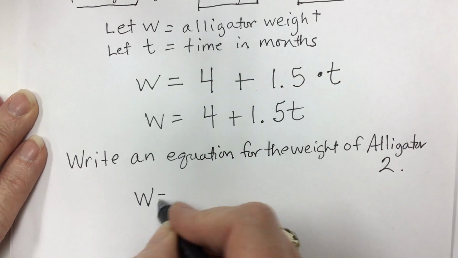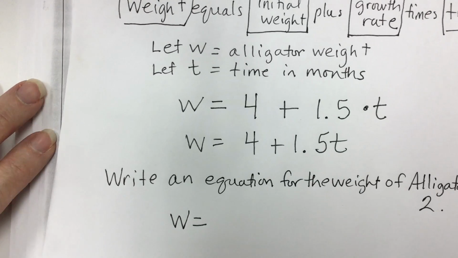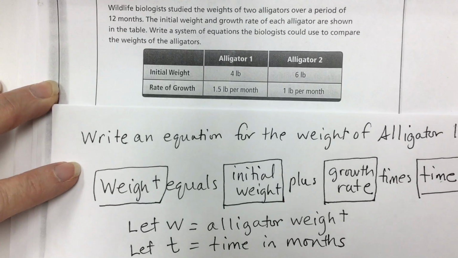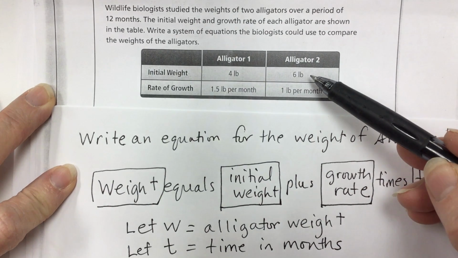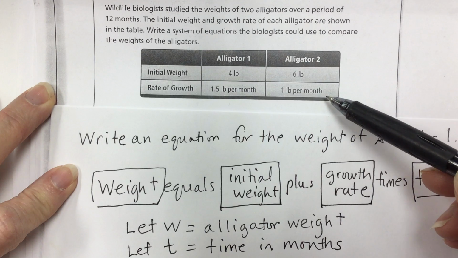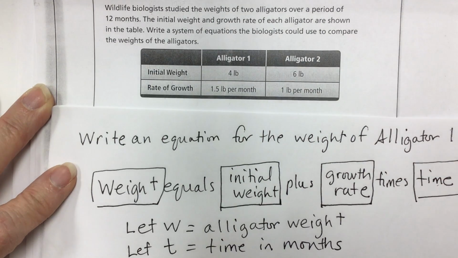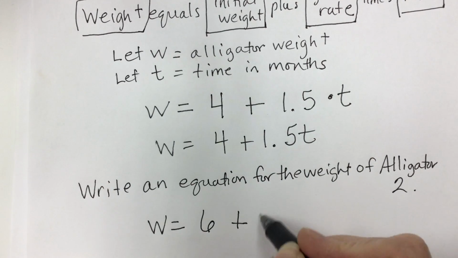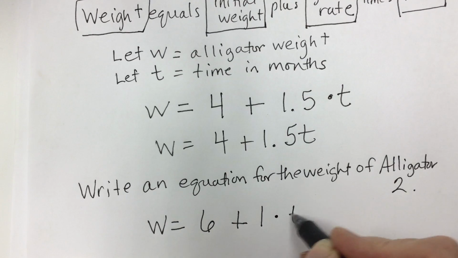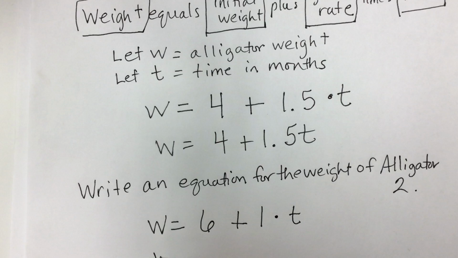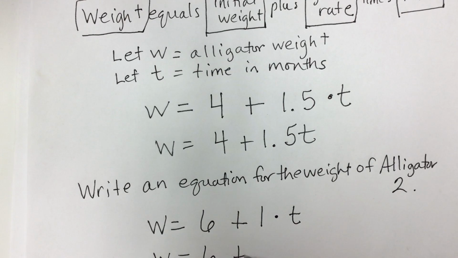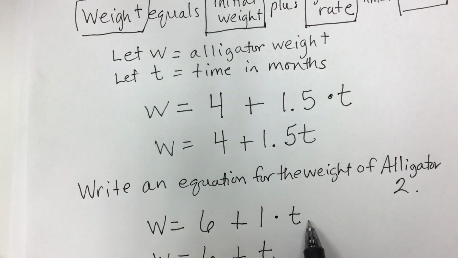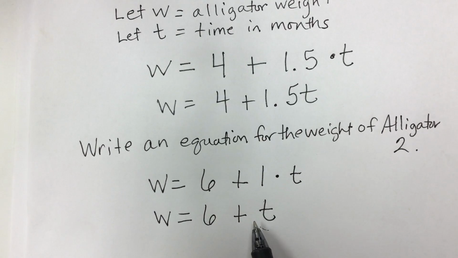So going to our information about alligator 2, our initial weight is 6 and our rate of growth is 1 pound per month. So the weight would be equal to 6 plus 1 pound per month times T. So we can change that to W equals 6 plus just T. 1 times T is T. There's no reason to put a 1 in front of T. It's understood to be there. If you have a variable, you have an understood coefficient of 1 in front of this T, but no need to put it.